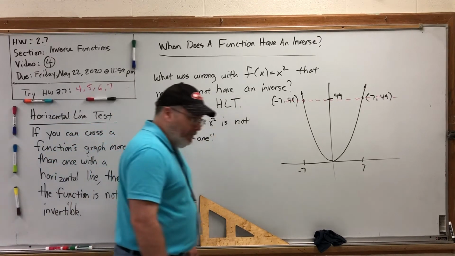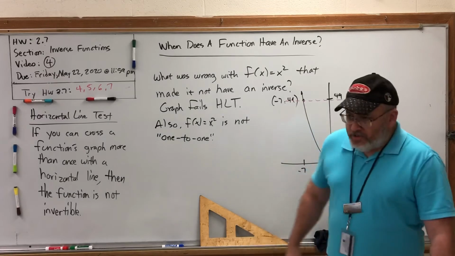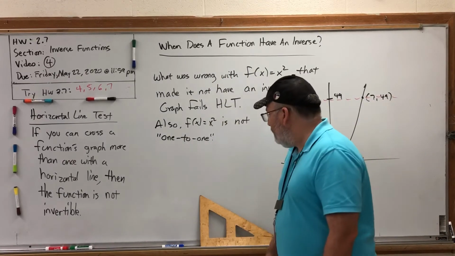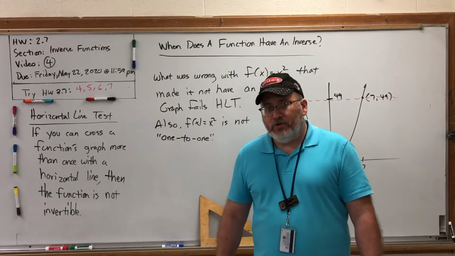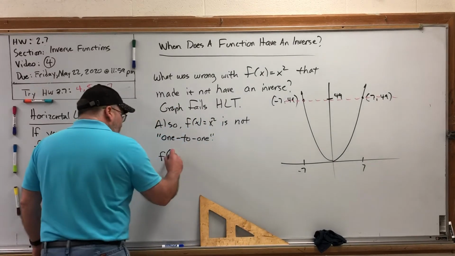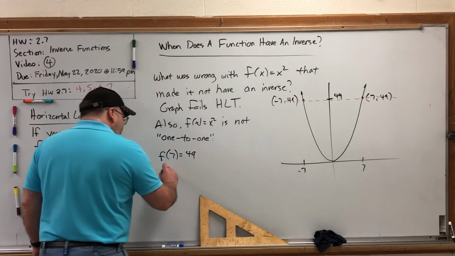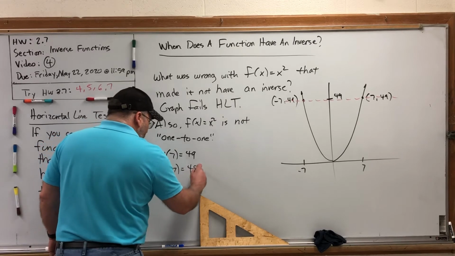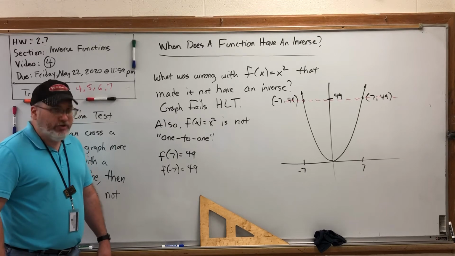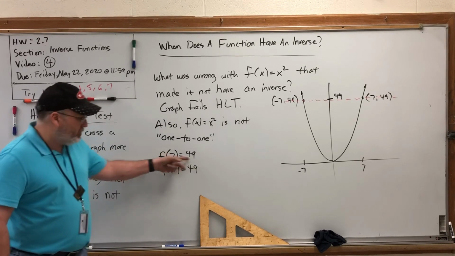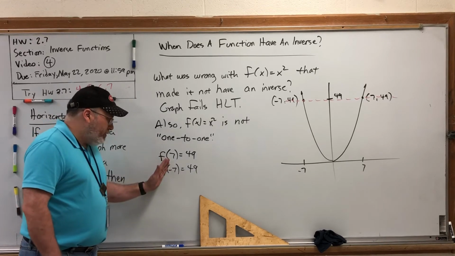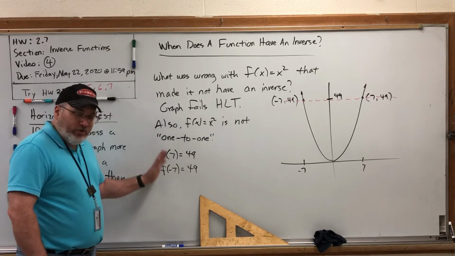Now, what does it mean for a function to be 1-to-1? Well, you know how a function, if you put in one x, you can only get out one y? A 1-to-1 function goes backwards. You can only get one y from one x. So when we said f of 7 equals 49 and f of -7 equals 49, this is an example of the function being 2-to-1. Two inputs paired with one output. 1-to-1 means one input for one output and vice versa.